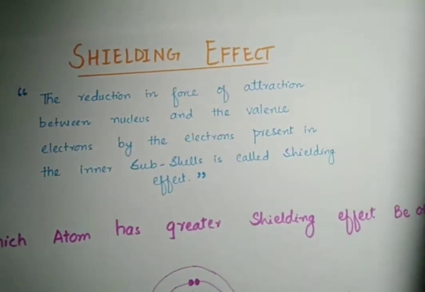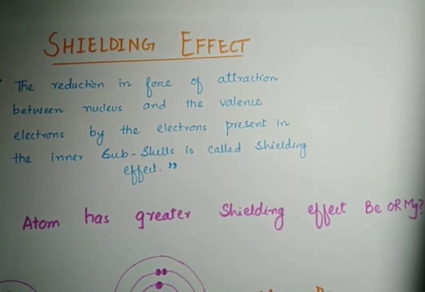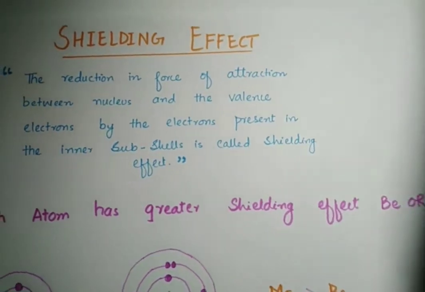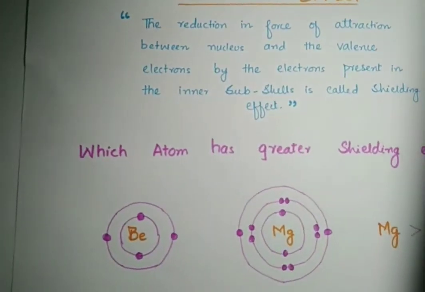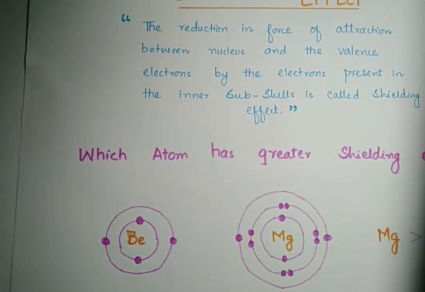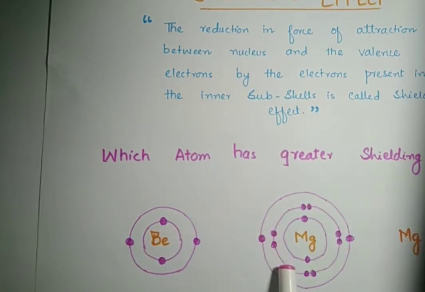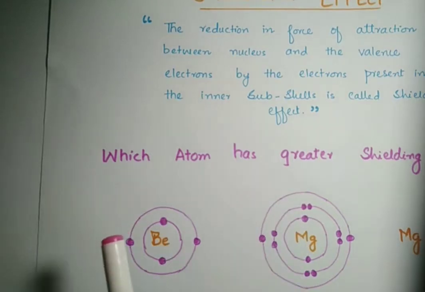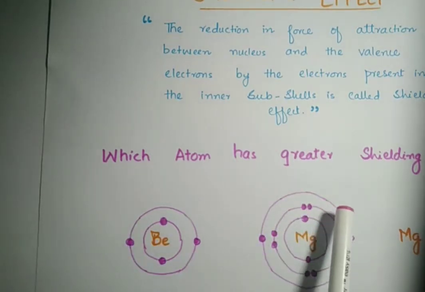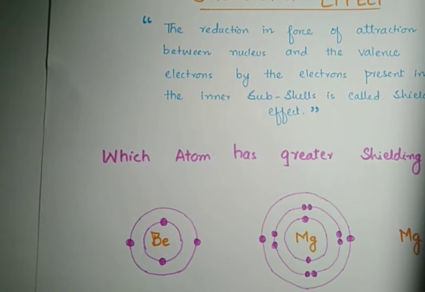Which atom has greater shielding effect, beryllium or magnesium? As we know that beryllium has an atomic number 4 and magnesium has an atomic number 12. Through their electronic diagram, we can clearly see that more electrons are present in the inner shells of magnesium as compared to beryllium. So magnesium has more shielding effect than beryllium.